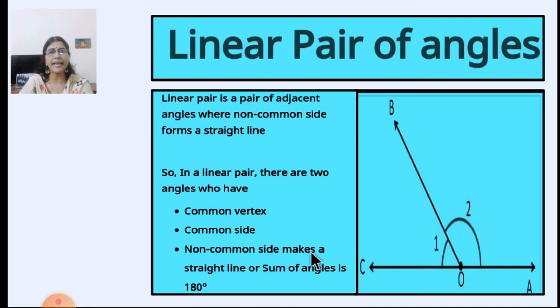And the non-common sides make a straight line. You can see here these two are non-common, so OC and OA. They are the non-common sides and they are forming a straight line, or you can call it a straight angle. And as you know, a straight angle is 180 degrees. So the sum of these two angles is also 180 degrees. That means angle 1 plus angle 2 is equal to 180 degrees.